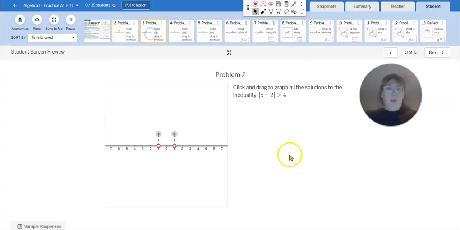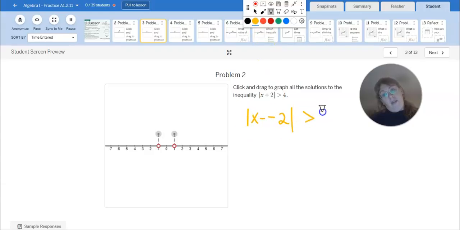When you're all set, push to problem 2 on slide 3. It says, click and drag to graph the solutions to the inequality the absolute value of x plus 2 is greater than 4. Now, remember when we see plus signs, we want to think that this is x minus a -2 is greater than 4. Because when we have minus a negative, it becomes that plus.